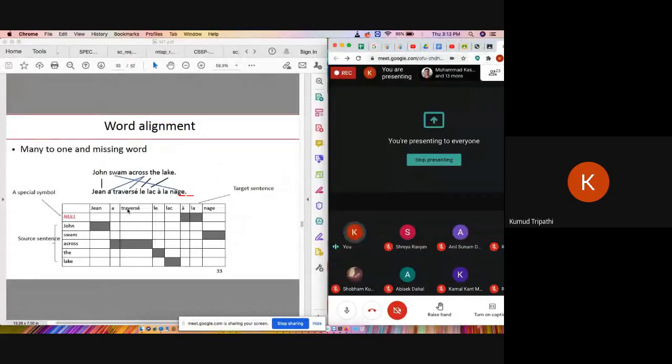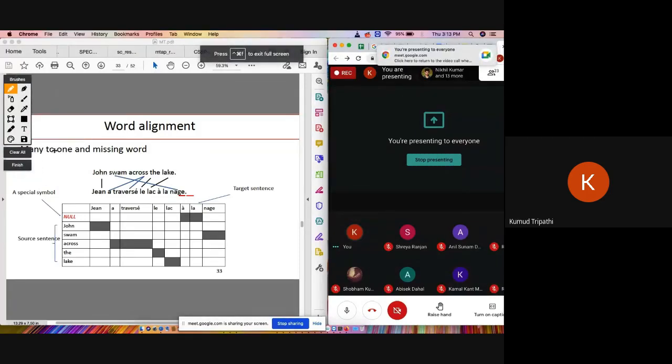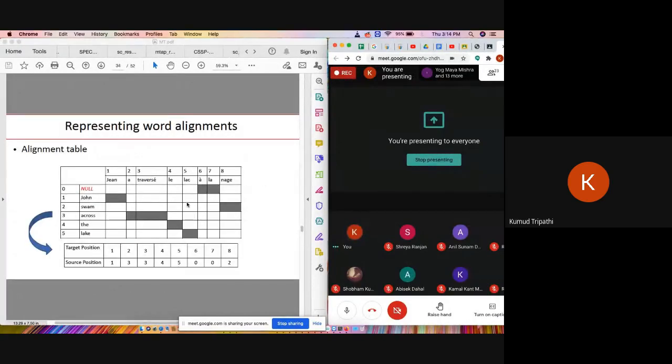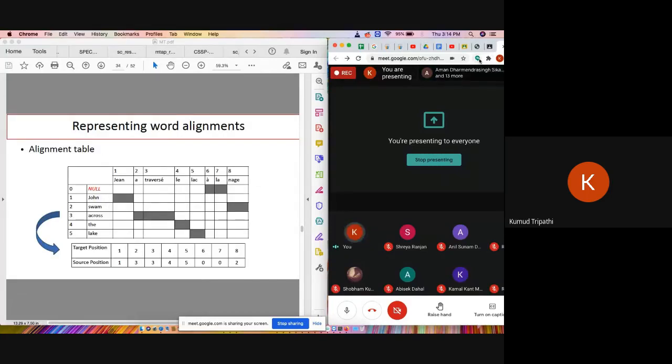Similarly, here is one more example. Here, one thing to notice is null alignment. This slide represents alignment for many-to-one words and missing words. The words which are missing are aligned to the null symbol. I have already told you this. Sometimes you may have some words for which you do not have a correct translation in the other language. So they are aligned with the null symbol. You need to remember this.